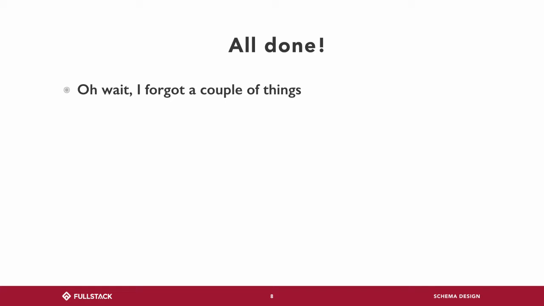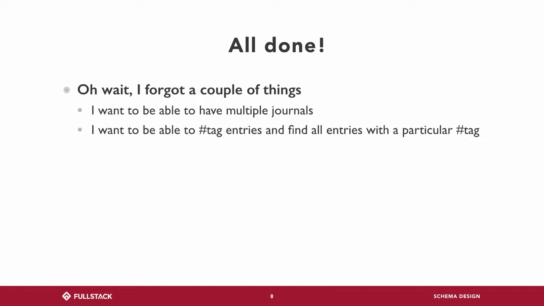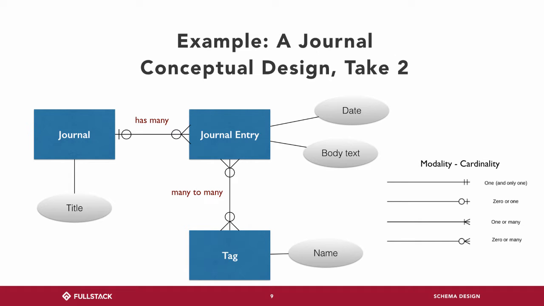Well, not exactly. So let's talk about a couple of things that we might want to do. We might want to have multiple journals, and we also might want to be able to tag entries and maybe find all of the entries with a certain tag. So now we're going to do a little bit more work with this, and we think about how this would get set up conceptually.